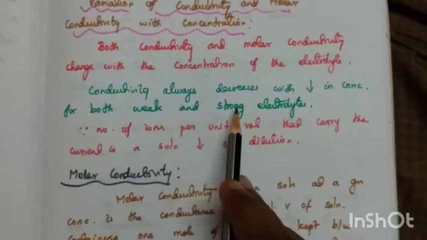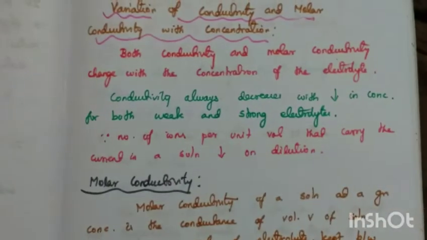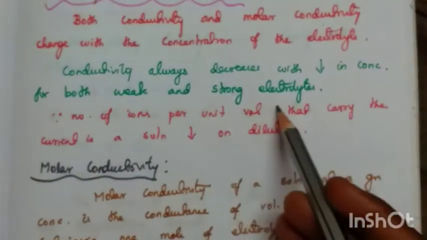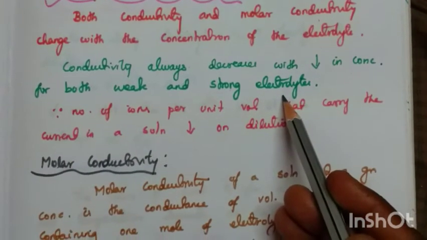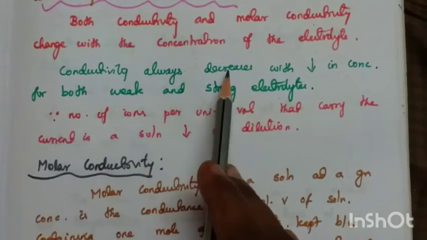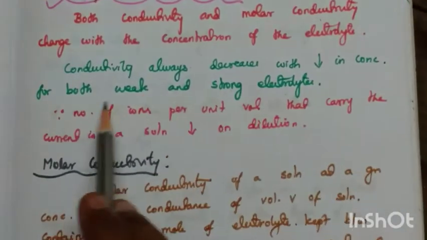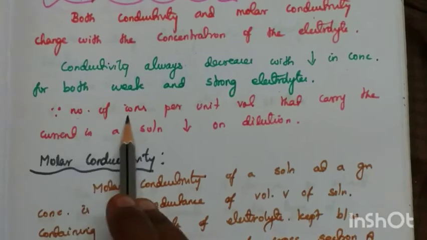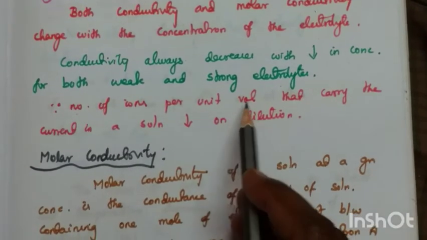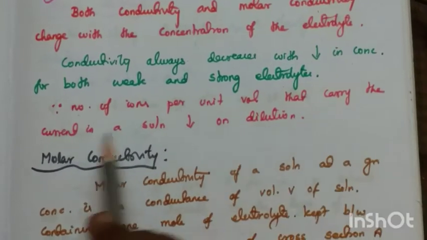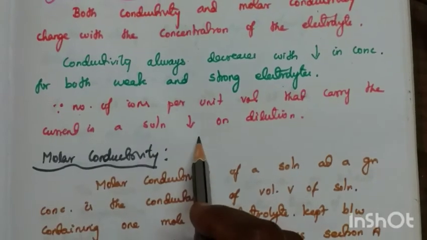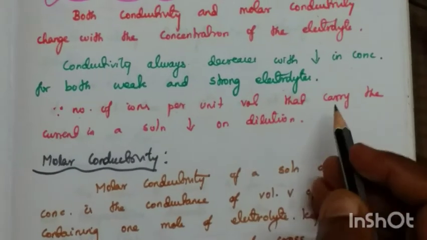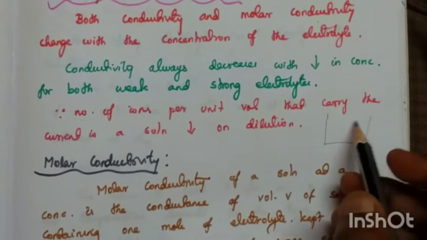Whether it is a weak electrolyte or a strong electrolyte, the conductivity decreases with the increase in concentration. Therefore, the number of ions per unit volume that carry the current in a solution decreases on dilution. Consider this is a beaker.